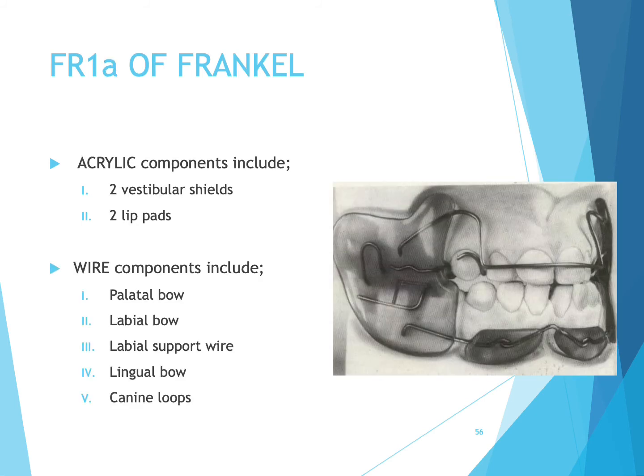Now, what are the components of FR1A of Frankel? There are two components, acrylic and wire. For the acrylic components, they have two vestibular shields and two lip pads. So they don't have lingual pads as in FR2. And then for the wire components, they have palatal bow, labial support wire, lingual bow, and canine loops. So the wire and acrylic components of FR1A are less than FR2 of Frankel.